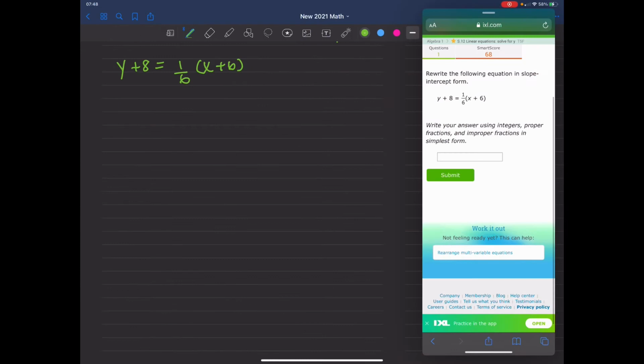Okay, so for this next one, we're going to say y plus 8 equals 1 over 6 times x plus 6. So I'm going to distribute that 1/6 into my parentheses. So I want to talk about the distribution. So when you take that 1/6 and you multiply it.